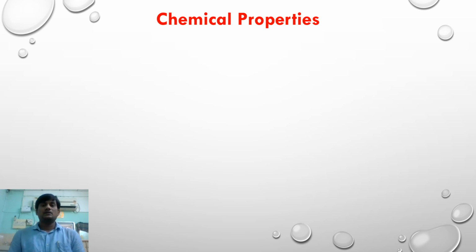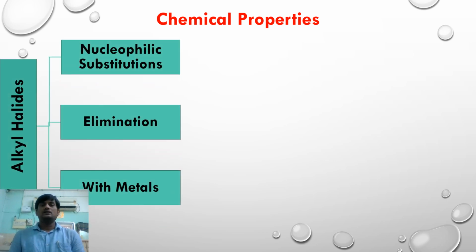Today we will discuss the chemical properties of organohalogen compounds. Let us take chemical properties of alkyl halides. Alkyl halides exhibit nucleophilic substitution reactions, elimination reactions, and also they react with metals and form organometallic compounds.